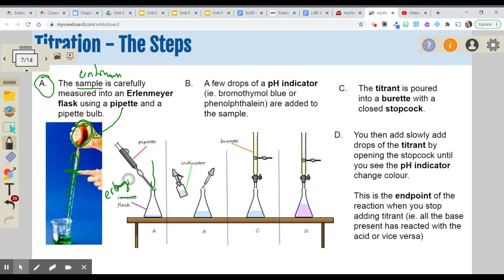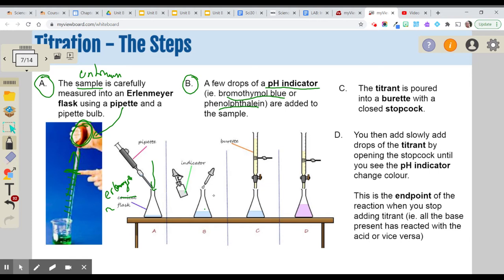I know my spelling's going to be terrible on that one. Erlenmeyer flask. Then we need to, step B, add a few drops of the indicator, whatever indicator we're using. Typically it's bromothymol blue or phenolphthalein, and they're added into the sample. So our indicator, just a few drops in here, it'll change color probably, or it might stay clear. Phenolphthalein will be clear until it hits the endpoint.